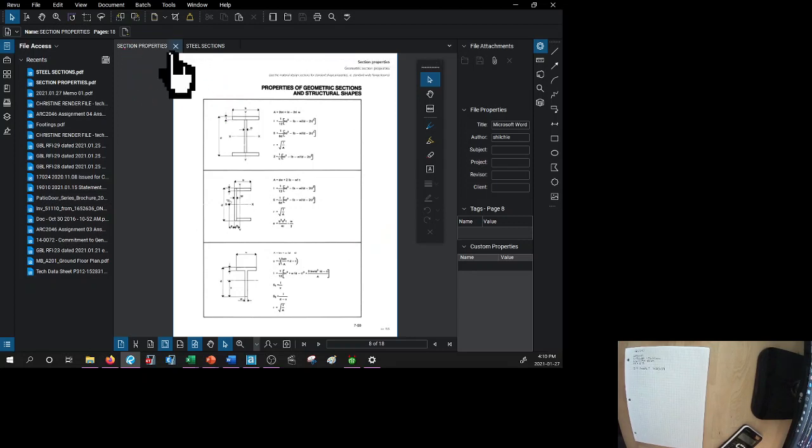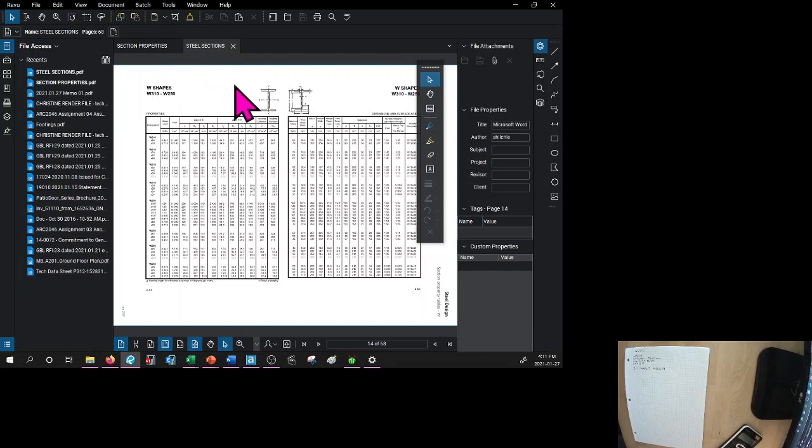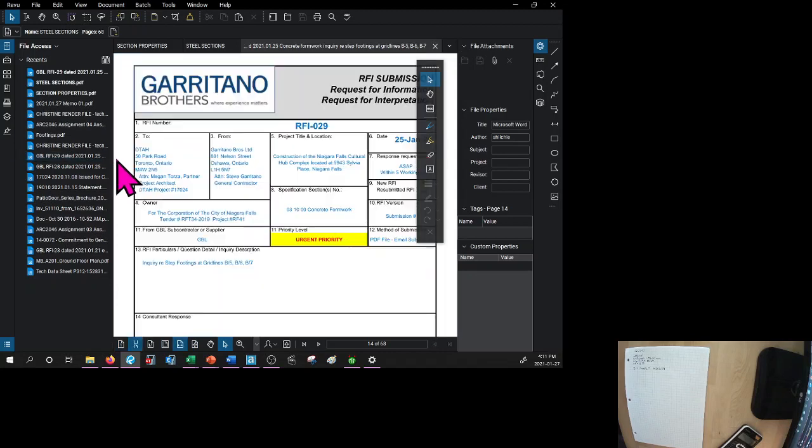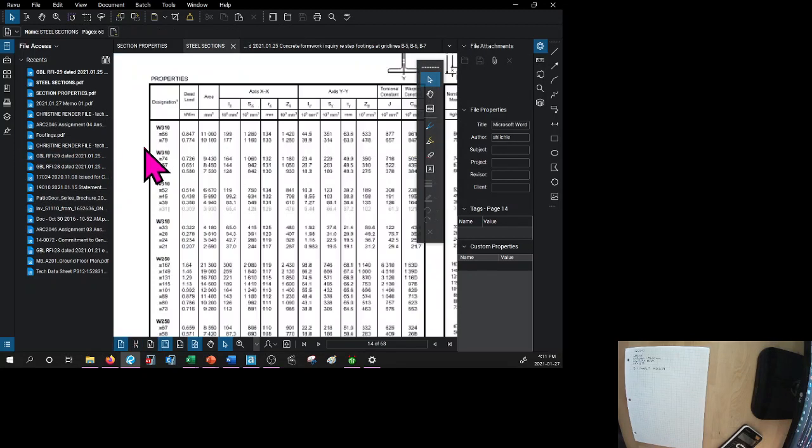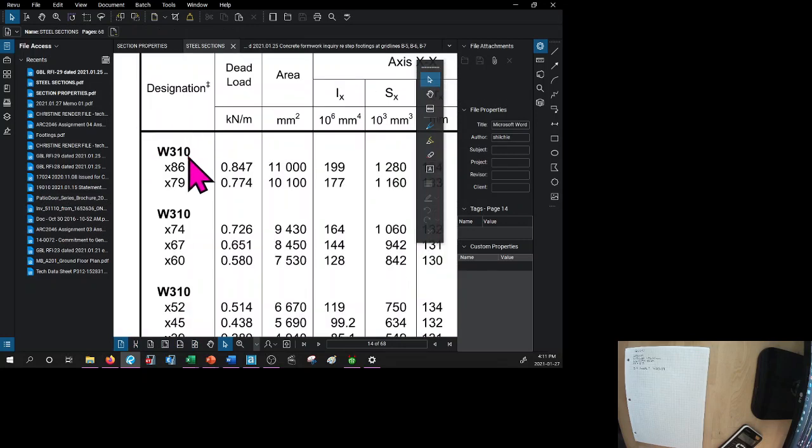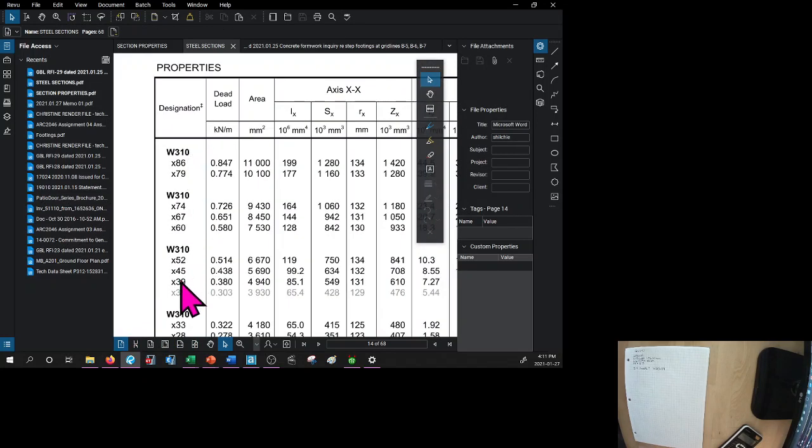One is section properties and one is steel sections. The section properties are all the different shape properties that you could calculate on your own, including an I-beam. But for some materials, we have even more information, like our steel sections, for example. So here, we have a W310 by 39, and look at this. We've got some section properties.